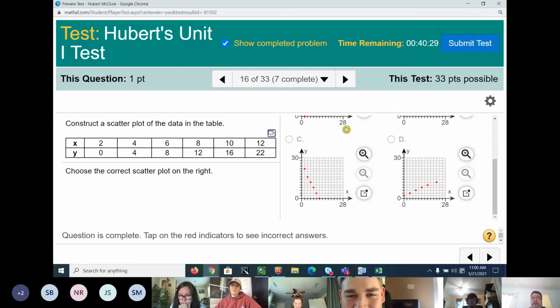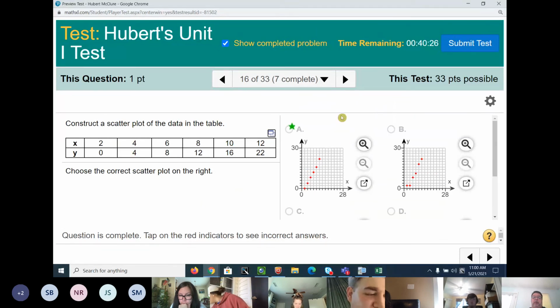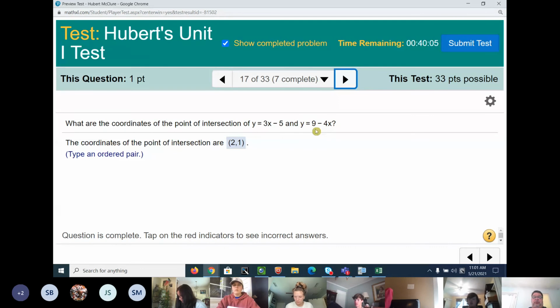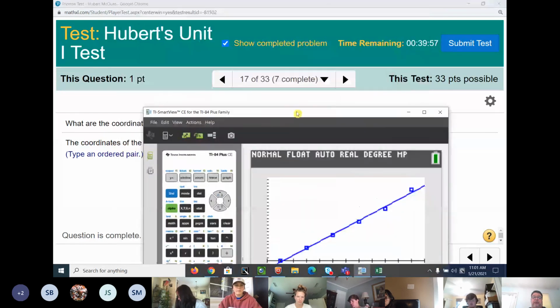And they don't ask you anything but the graph. So next. What are the coordinates of the point of intersection of y is equal to 3x minus 5 and y is equal to 9 minus 4x? So this is an easy problem. All you have to do is type it in the calculator. You don't have to do any solving. All you have to do is type it in the calculator. So let's type it in the calculator. I'll give y'all a second to write it down.